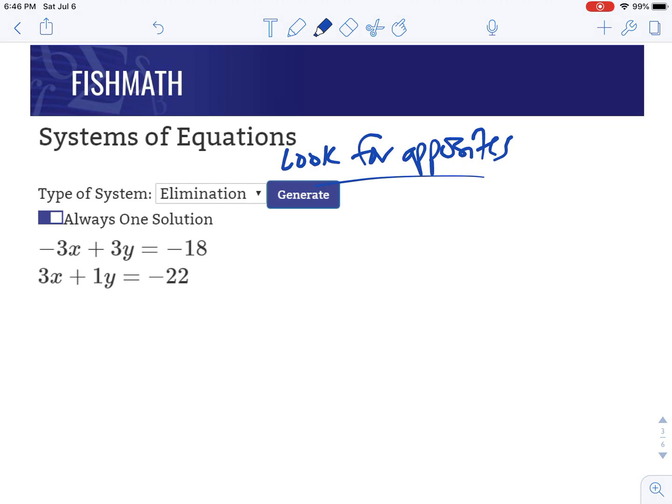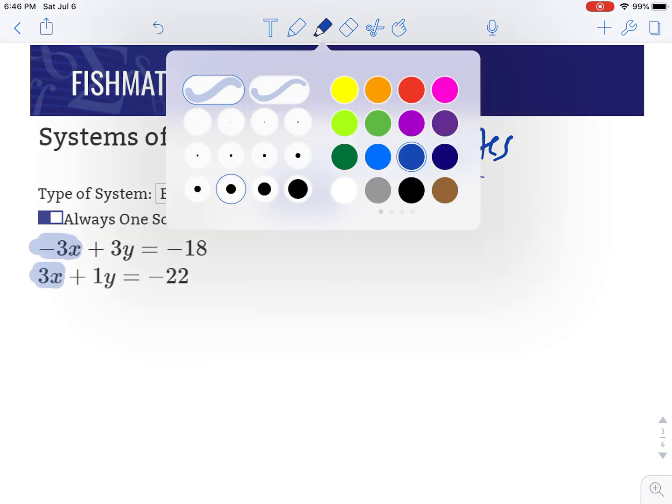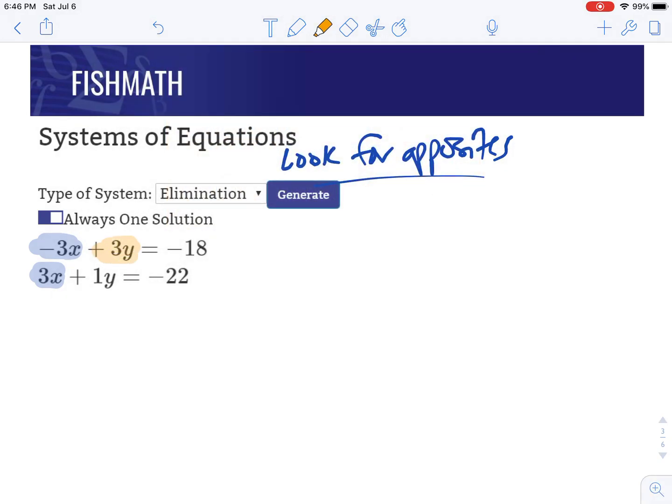And if you look here at the x's, we've got -3 and a +3. Those are opposites. The y's do not have any opposites. The +3 and a +1 are not opposite numbers. We could make them into opposites, but we don't need to because we already have the x's as opposites. So now that we have opposites, we're going to just add these two equations together.